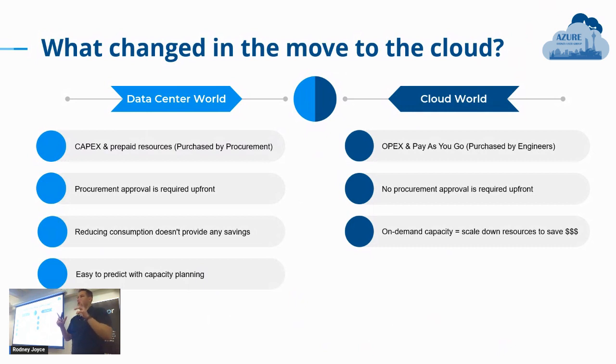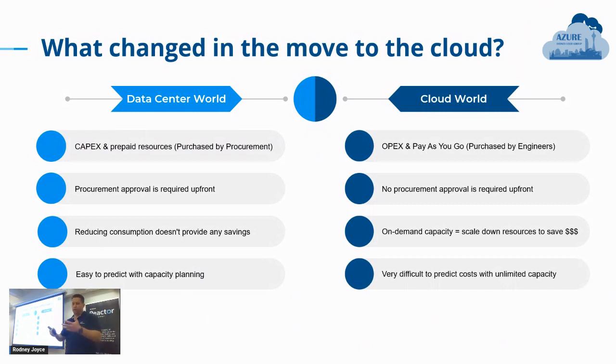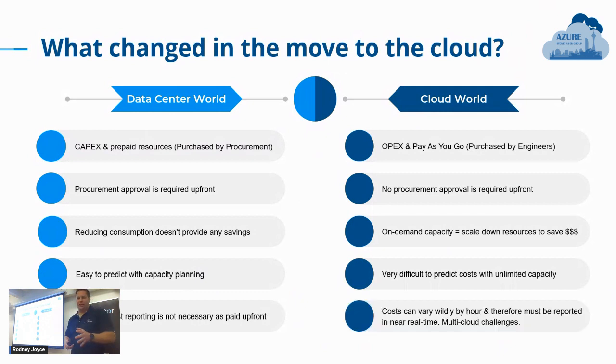When you have a fixed CapEx cost, it's much easier to budget and predict your capacity planning. Whereas with OpEx and varying capacity, it's very hard to predict, especially if your reports and your visibility is low. I'll get to that in a second. So in the CapEx world, you don't need frequent cost reporting because it's a past cost. Whereas in the OpEx world, you need as granular reporting as you can, ideally down to the hour.